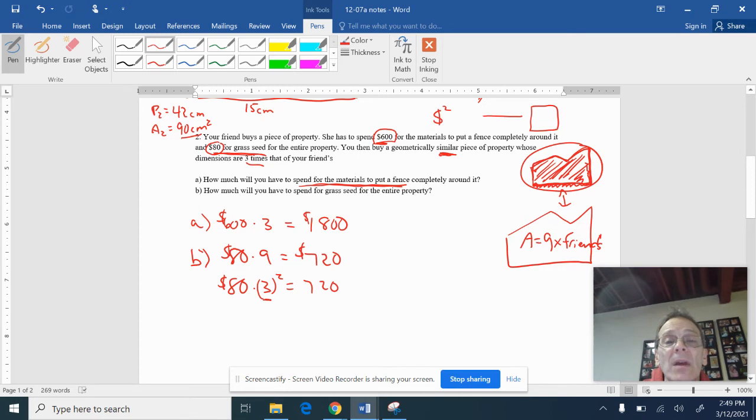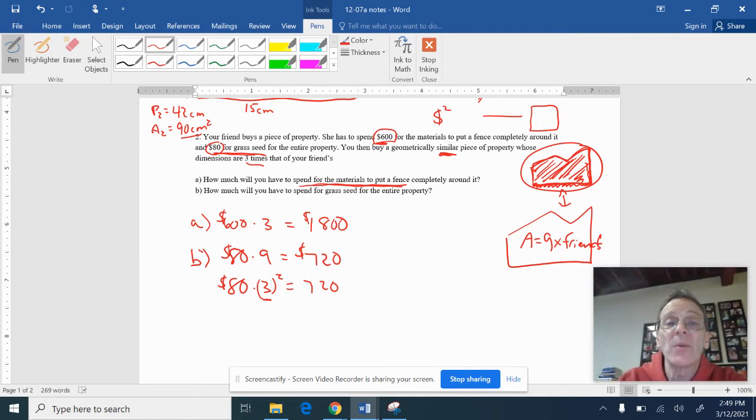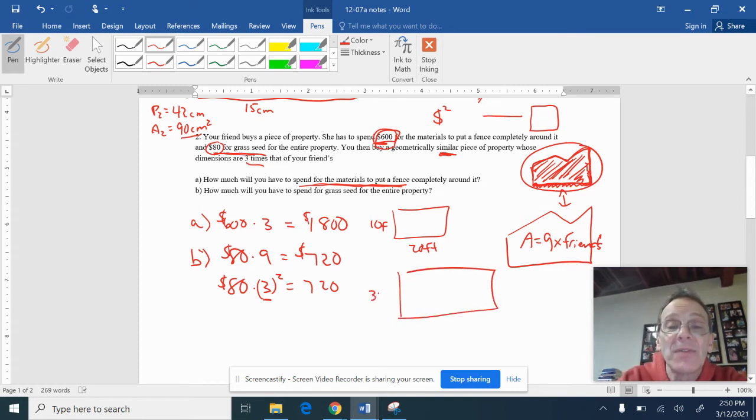Okay? This is so much faster and easier than if I just gave this problem to people in class to work on without me teaching anything about anything. You know what a lot of students would do? They would start making up dimensions of a rectangle for your friend's property, and they might say it's 10 feet by 20 feet, and then they would try to find out the cost of the fence per foot. Then they'd make a new plot of property, 3 times the dimensions of that, 30 feet by 60 feet. They'd find the perimeter of that fence, and then they'd multiply that number of feet by the cost of fence per foot to get the answer.